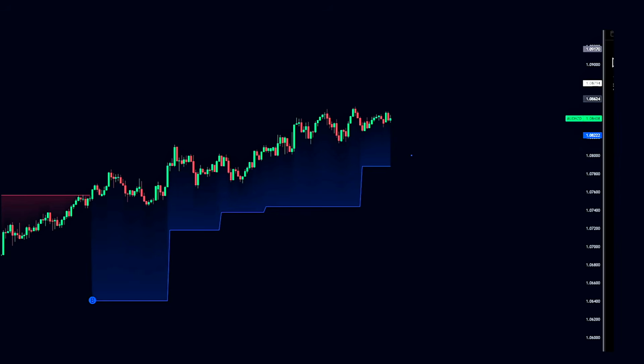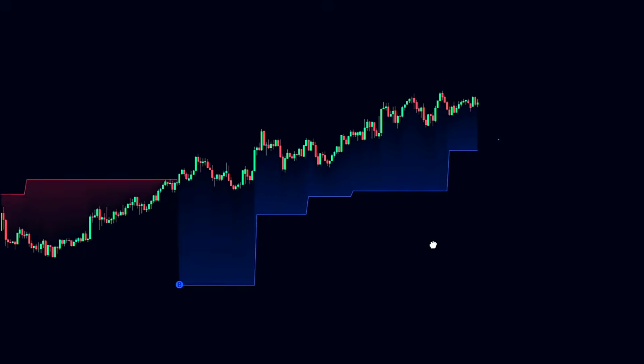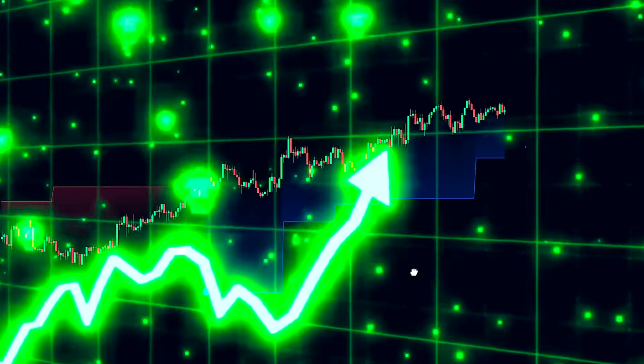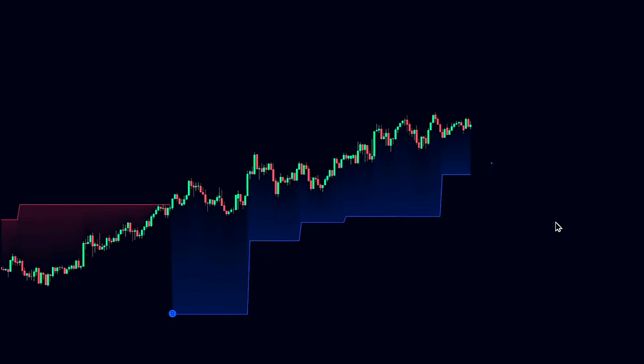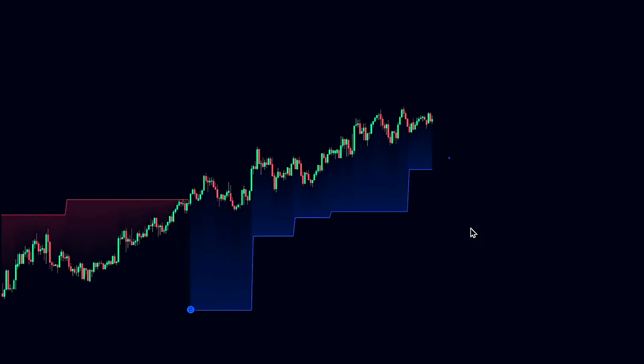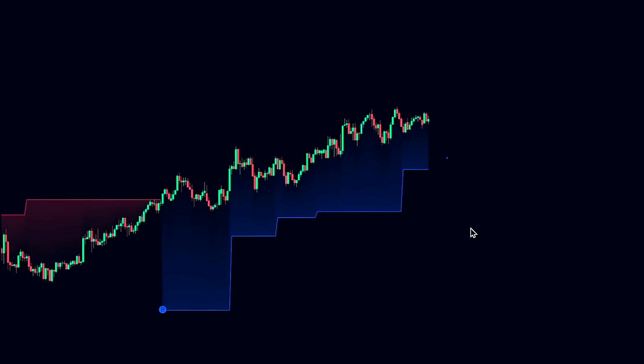Here's the long setup on AUD NZD. First, you want to see the trend flip bullish. That means the line turns blue and you get the buy marker. This tells you structure has shifted and the market is trying to start a new uptrend. Second, you wait. Don't buy immediately. Let price move away and prove the trend. The clean setup usually appears after the first pullback.